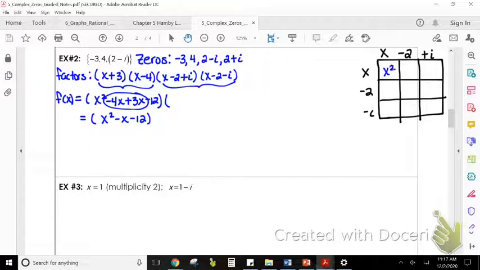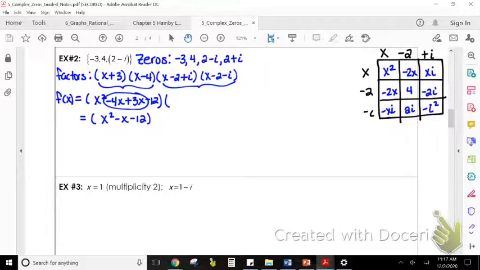So I have x squared, minus 2x, times xi. I have negative 2x, positive 4, negative 2i. I have a negative xi, a positive 2i, and a negative i squared. Now remember, the nice thing about the box is your diagonals usually have your like terms. Very seldom are they going to be anywhere else.